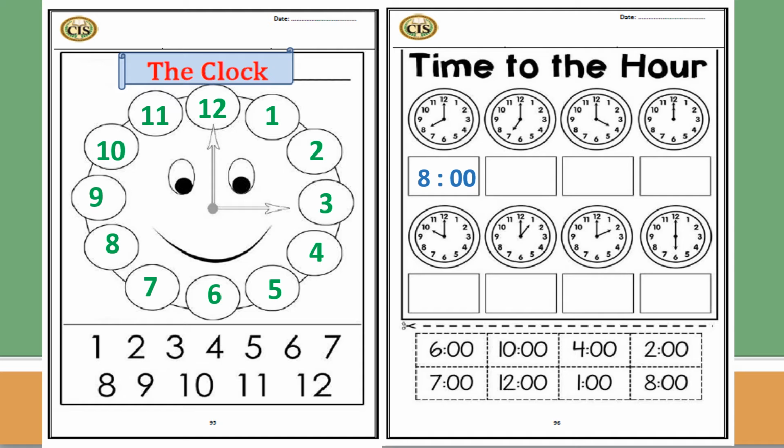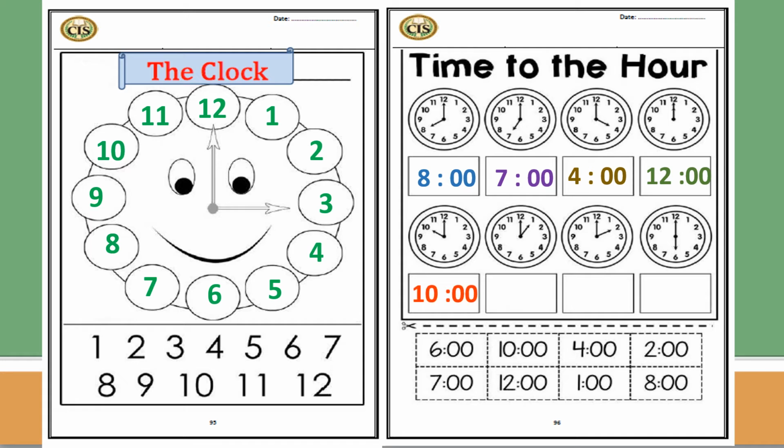Second clock here, the short hand points to 7 and the long hand points to 12. In digital form, it means 7, 0, 0. Here, the short hand points to 4 and the long hand points to 12. It means 4, 0, 0. Here, the long hand and the short hand point to 12. So it means 12, 0, 0. Here, the short hand points to 10 and the long hand points to 12. It means 10, 0, 0.